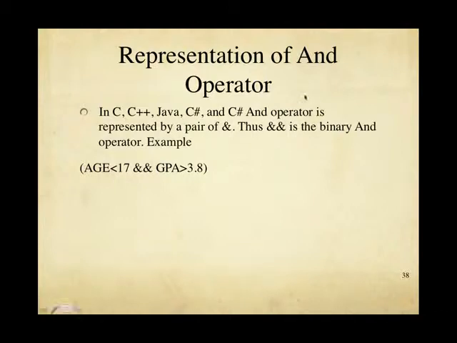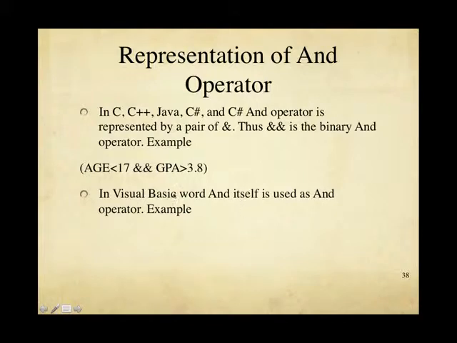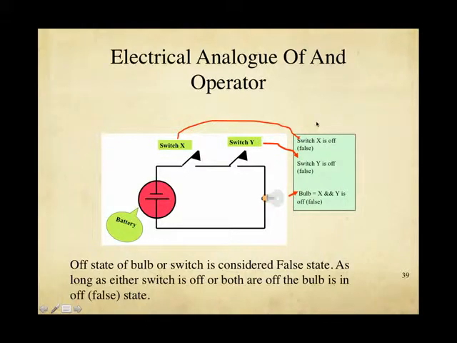Okay. In programming language, the AND operator is not represented by the word AND, rather it is represented by two ampersand symbols like this. Visual Basic uses the word AND like that, but we will not worry about that right now. So this is the symbol for AND operator. And its electronic analog is shown like this.